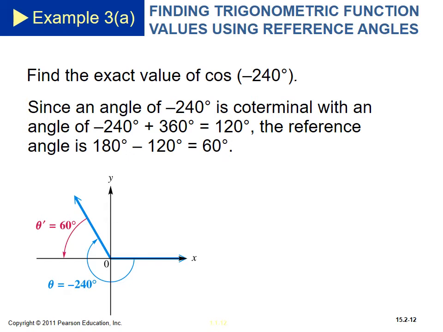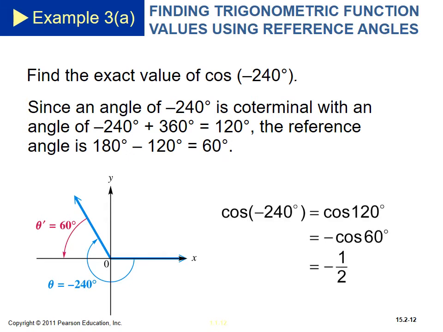So, in this case, an angle of negative 240 is coterminal with an angle of negative 240 plus 360, which is 120. So the reference angle is 60. So now we have, again, our 30, 60, 90 right triangle situation, right? So the cosine of negative 240 is equal to the cosine of 120, which is equal to negative cosine of 60, which is equal to negative 1/2.